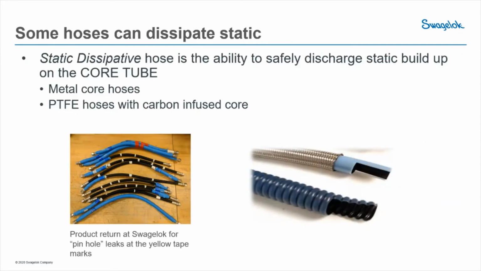And it's a really simple solution to this problem, especially if you need a Teflon core hose. What we can do is we just have this carbon-filled, carbon-infused core in these static dissipative hoses. And what that allows for is that as that static electricity builds up, the carbon inside of it gives it just enough conductivity to take that charge and dissipate it along the end connections. So it really eliminates that threat.